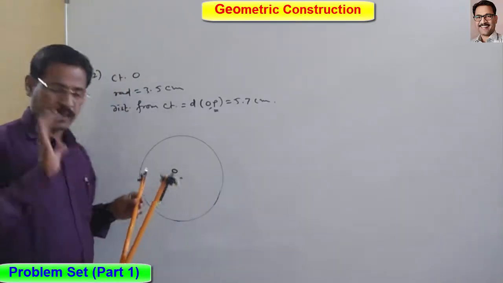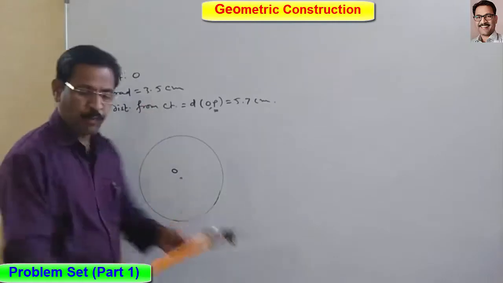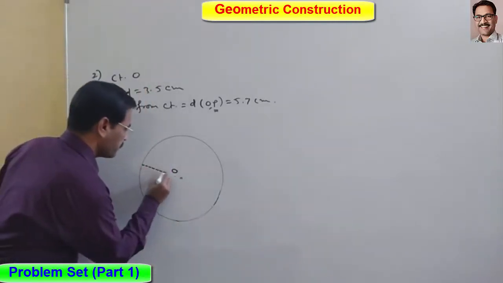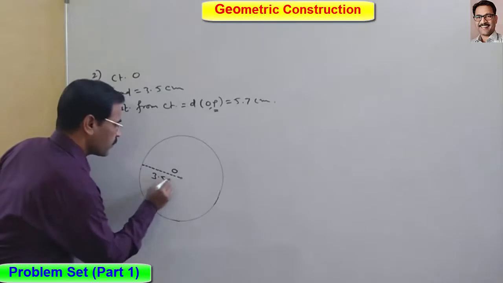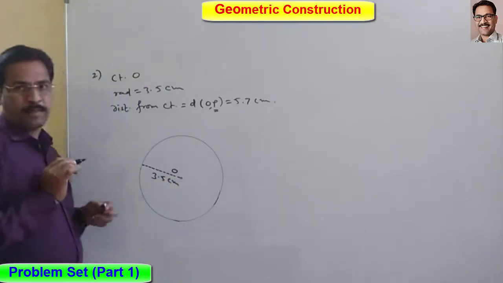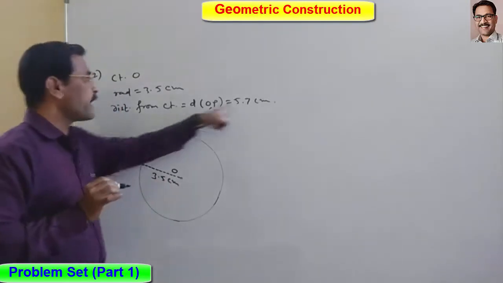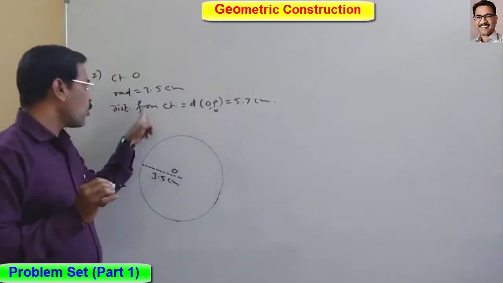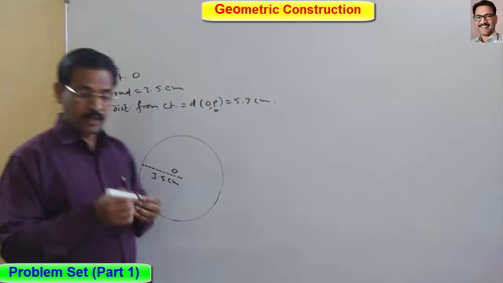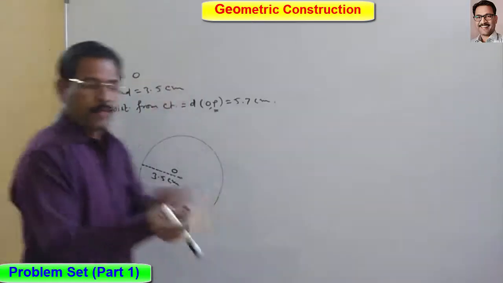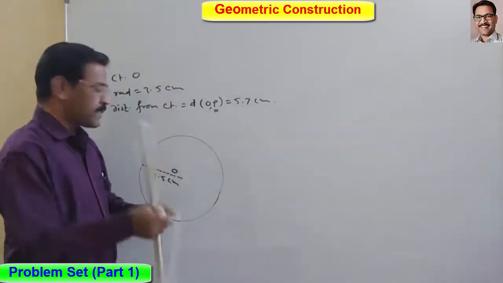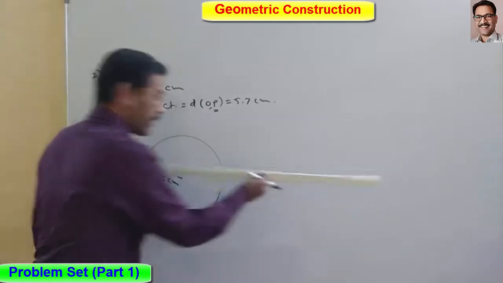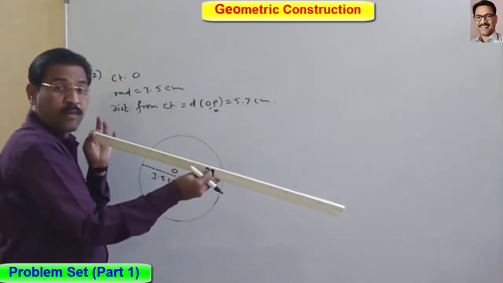This is a circle with radius 3.5 centimeters. Look here, this is radius 3.5 centimeters. Now I am going to take point P at a distance 5.7 from O. This is the center. Now I will take 5.7 centimeters here by scale, but this is not the way of taking this one.